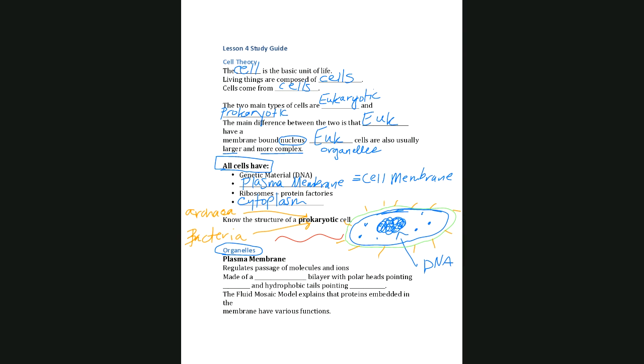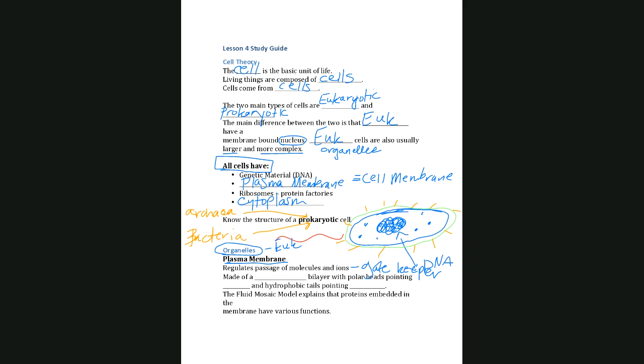What do I need to know about the plasma membrane? Well, it plays an important role in the cell. This says it regulates the passage of molecules and ions. You can think of this as the gatekeeper. This decides what gets into the cell and what gets out, and it doesn't allow the passage of everything.